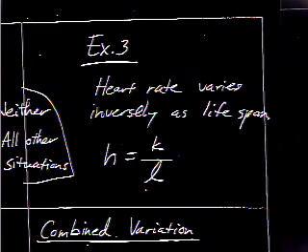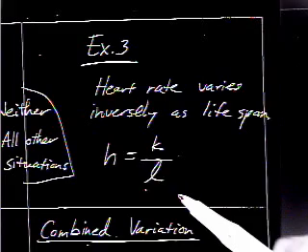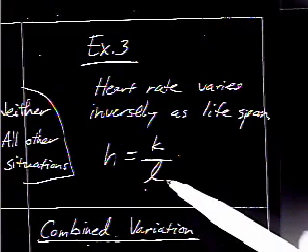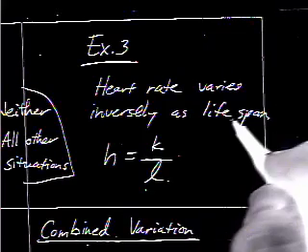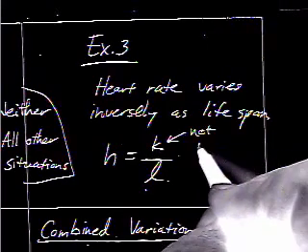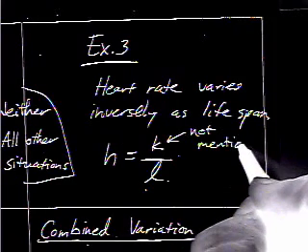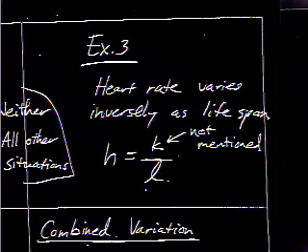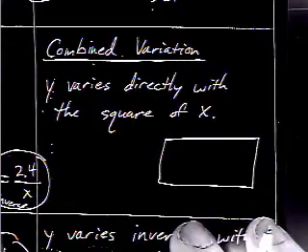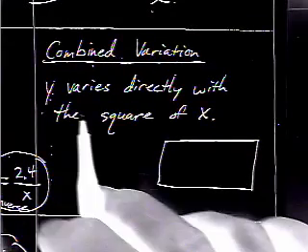It'll say something like the heart rate varies inversely as lifespan. So here's the relationship between heart rate and lifespan. Please make notice that K, the constant of variation, was not mentioned in the language that we used. So you have to remember that K is there. For instance, then we're going to start getting into combined variation.